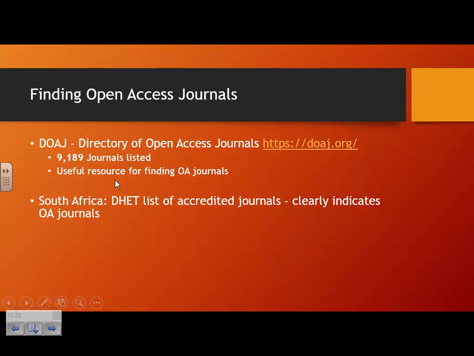Then also, when looking for open access journals, if you want to look at things that are accredited, please note that, for instance, the Department of Higher Education and Training's list of accredited journals also clearly indicates which journals are open access. So that's another way of finding open access journals which are accredited and approved.